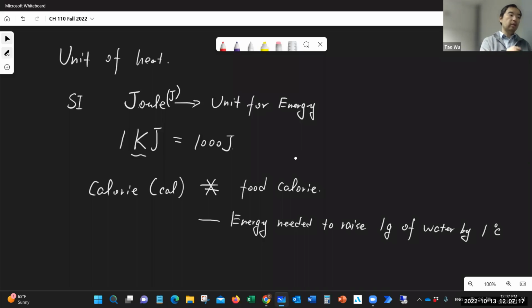So the calorie is also a small unit. Usually 1 calorie is equal to 4.184 joule. But I need to mention that this calorie should be a small c. So 1 calorie equals 4.184 joule.